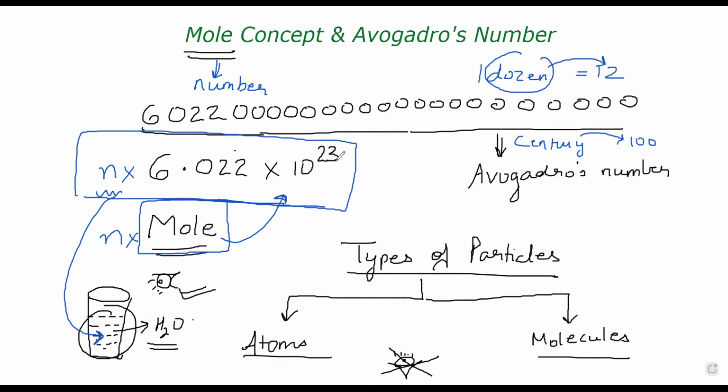Okay, moving ahead with the discussion. So, as I said, to be able to see atoms and molecules in chemistry, you will have to take them in multiples of mole, that is Avogadro's number, 6.022 into 10 to the power 23.